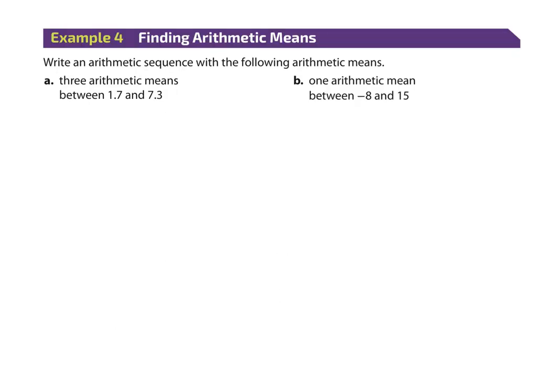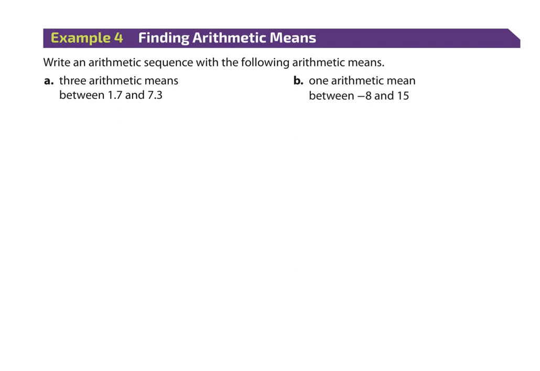Arithmetic means. So the terms that are in between two terms are called the means, okay? So if you have the first term and the 10th term, you're going to have 8 means in between it. Does that make sense? So 1, you're going to have 8, and then the 10th term. That's how this is going to work, all right?